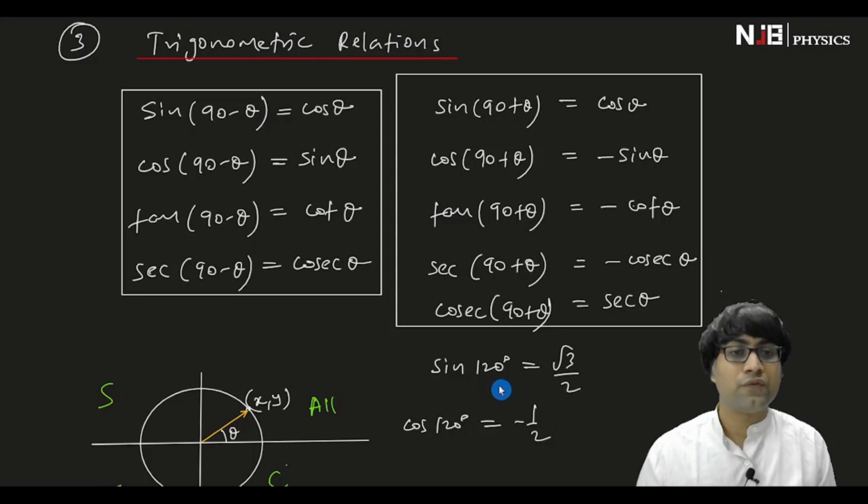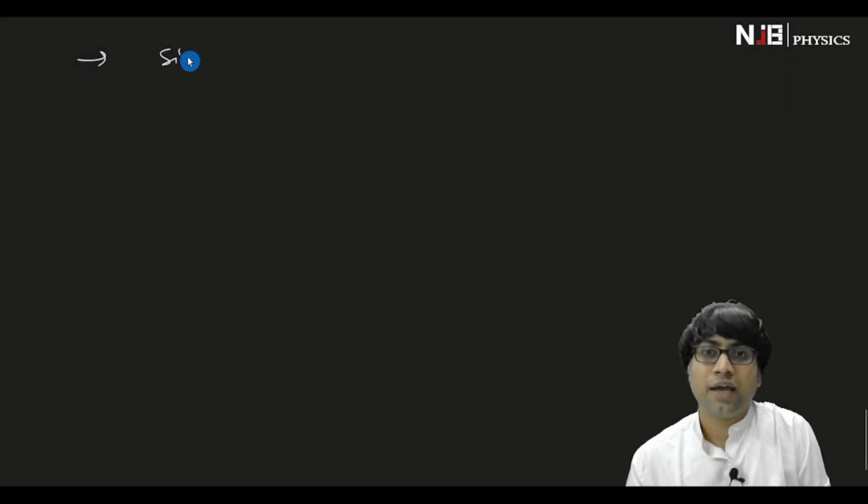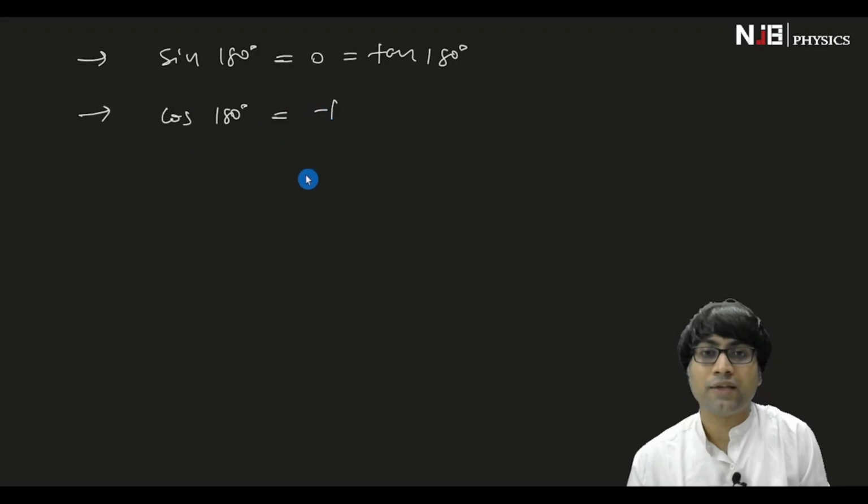So you must memorize all these values. In fact, if you know the rule, it is really good. But if you memorize these values, sine 120 degree root 3 by 2, cos 120 degree minus 1 by 2, then it is going to help you. In fact, there are some other values which I'm going to tell you. That is, sine of 180 degree is going to be equal to 0. This is equal to tan of 180 degree. And what about the cos of 180 degree? Cos of 180 degree will be equal to minus 1.